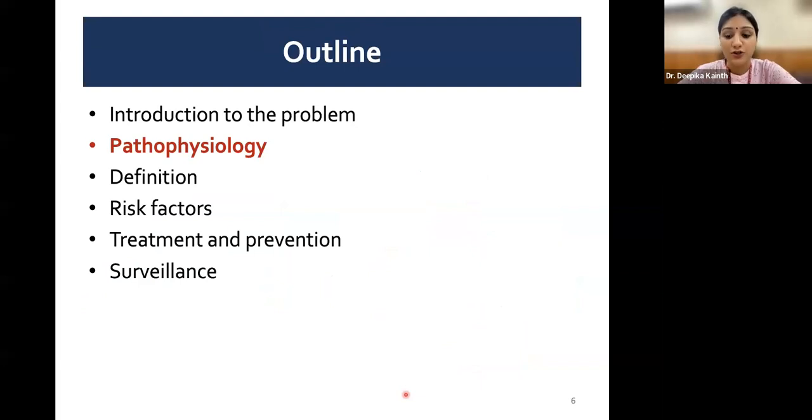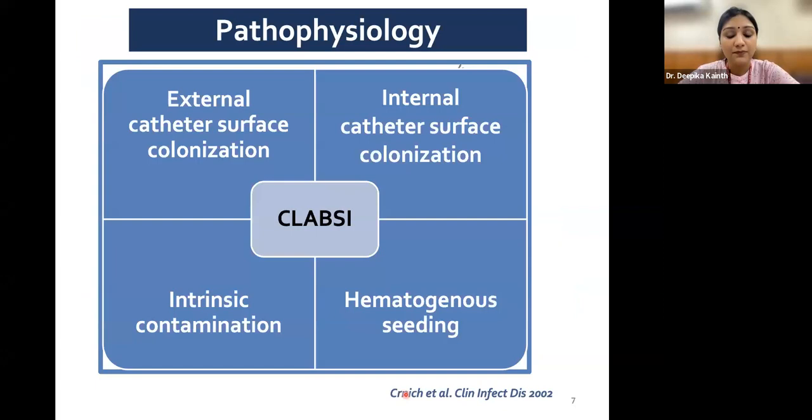So what is the pathophysiology? How does this bloodstream infection occur with the central line? There are many ways by which the organisms can reach the central line. It can be external catheter surface colonization, internal catheter surface colonization, intrinsic contamination, or it can travel through blood from a distant site, as in hematogenous seeding.